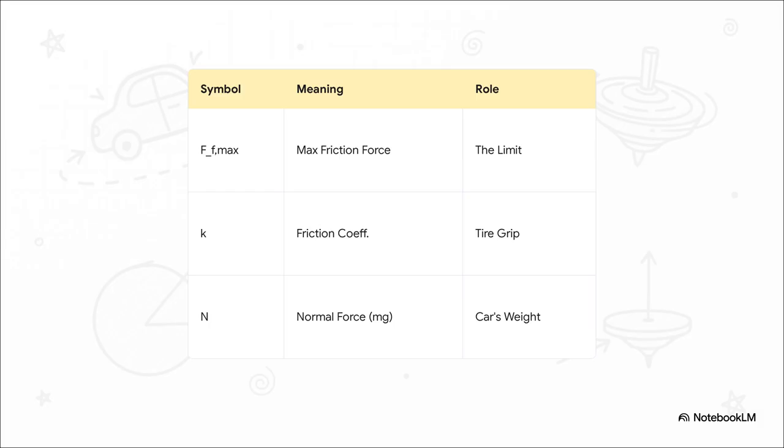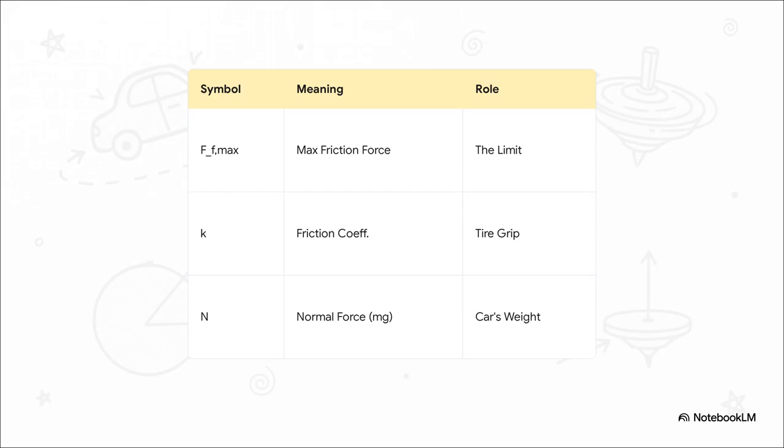So, how do we calculate that maximum possible friction force? Well, the formula is pretty straightforward. It's the coefficient of friction, mu, times the normal force, N. Now, on a flat surface like our track, the normal force is just the force the ground exerts to support the car's weight.